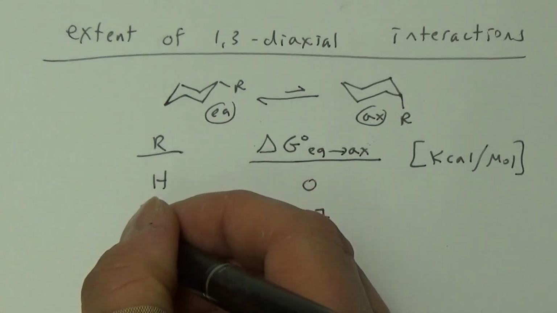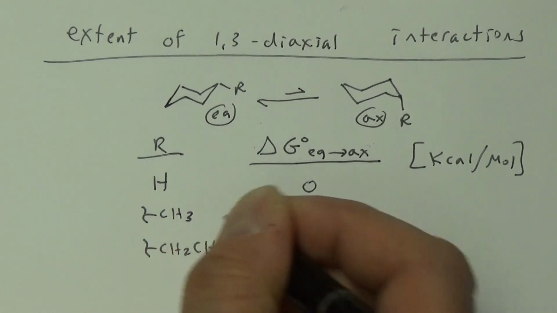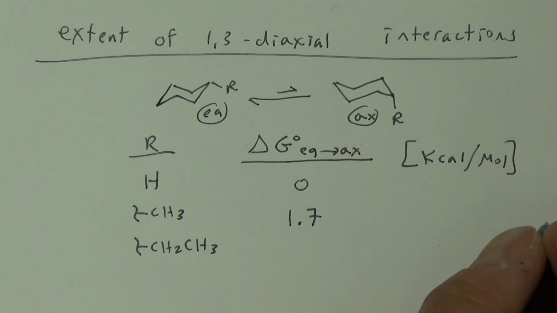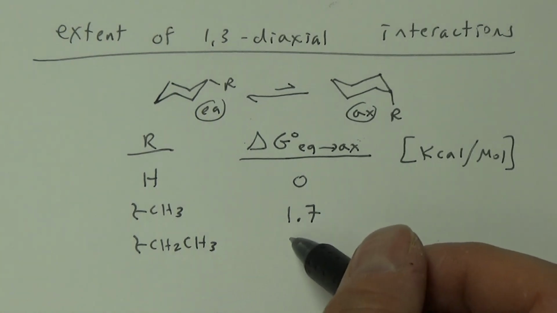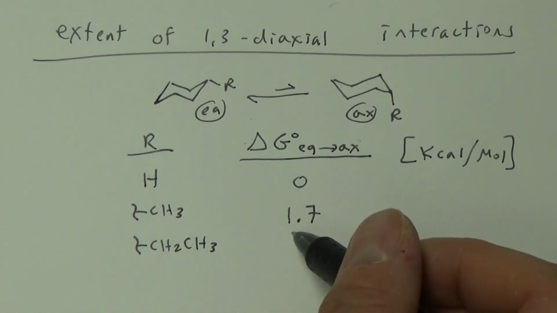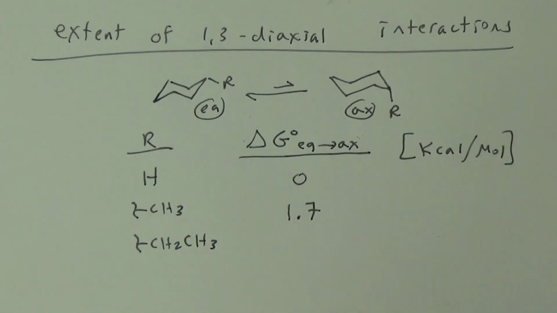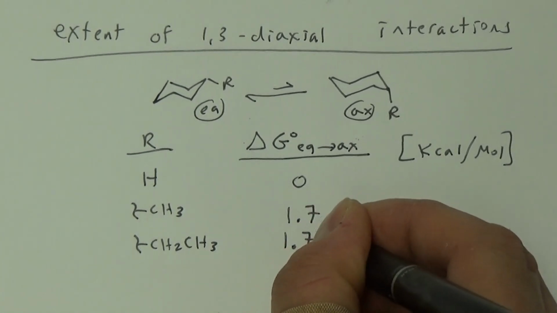Now, what do you think a slightly larger thing, like ethyl, would be? Bigger number or smaller number? Well, it might be a little larger because the interaction is going to be greater if you have a larger substituent. So maybe it's a little larger, and it is. It's not a ton larger, but it's noticeably larger, 1.75.